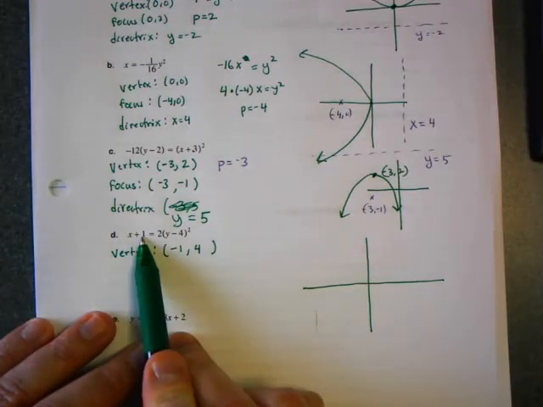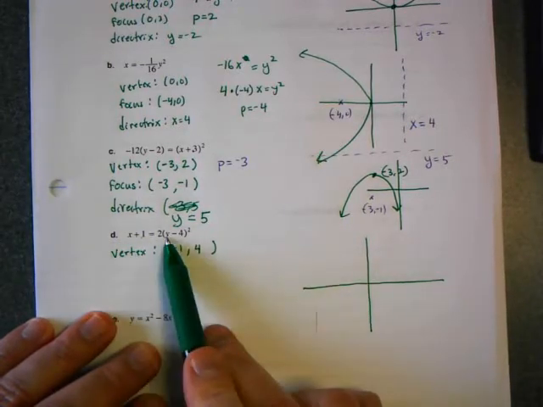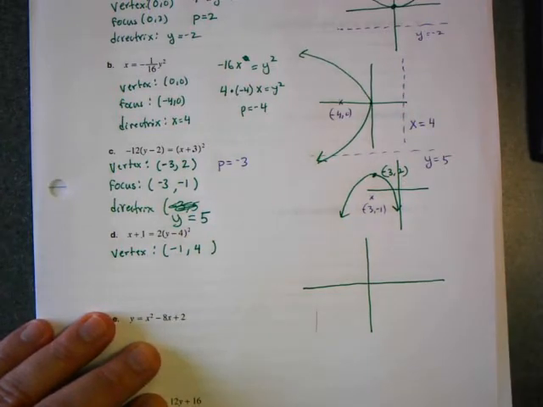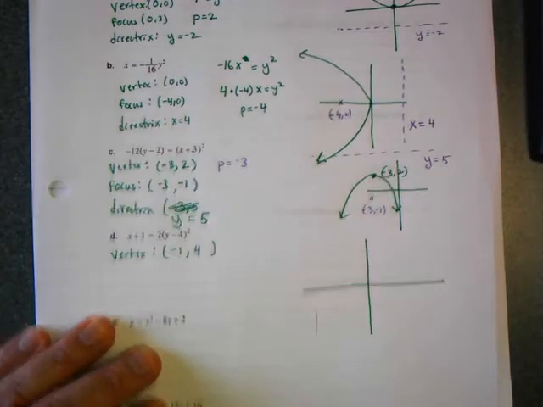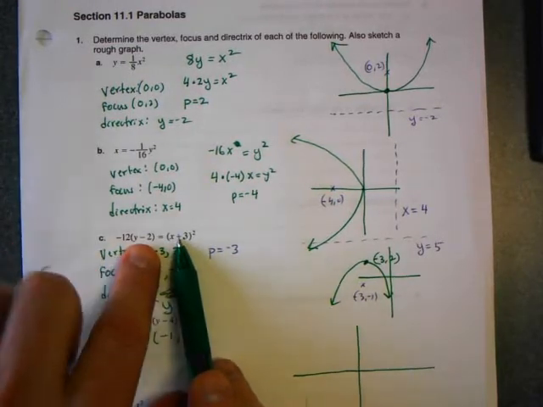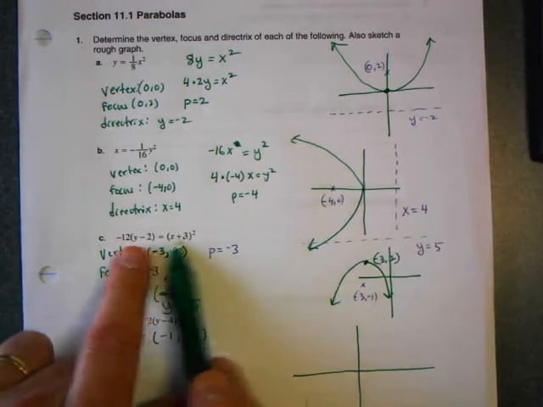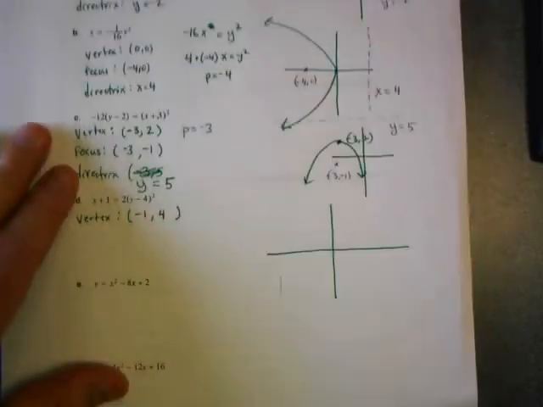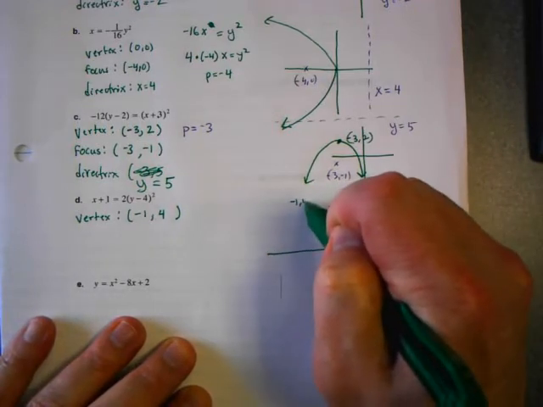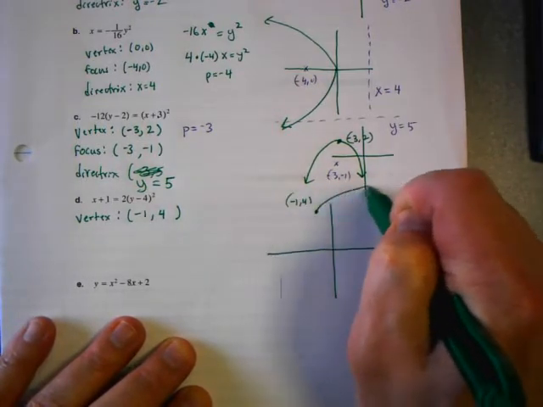Because it's x plus 1, so that shifts it left 1. And then it's y minus 4, that shifts it up 4. That's exactly correct. All right. The 2 has absolutely nothing to do with the vertex. The 2 has stuff to do with the focus and the directrix. Just like in this problem, this -12 had absolutely nothing to do with the vertex. The vertex comes from the things inside the parentheses. That's all. -1, 4. Right about there. And we decided we're going right this time.